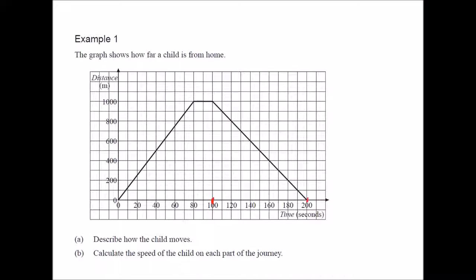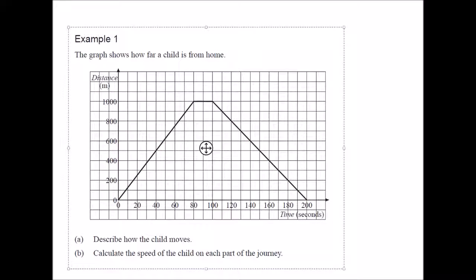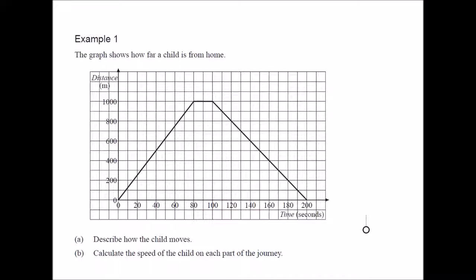Now, for part B, let's work out the speed of the child on each part of the journey. In the first section, section 1 here, we have to work out the distance divided by the time. We can see that the distance travelled was 1,000, divided by the time taken. The time taken is 80 seconds. So we do 1,000 divided by 80, which is 12.5 meters per second. That is the speed travelled in the first part of the journey.